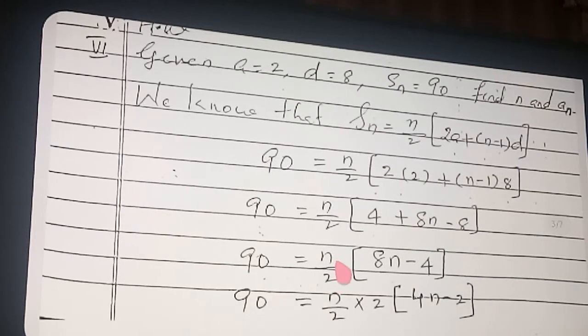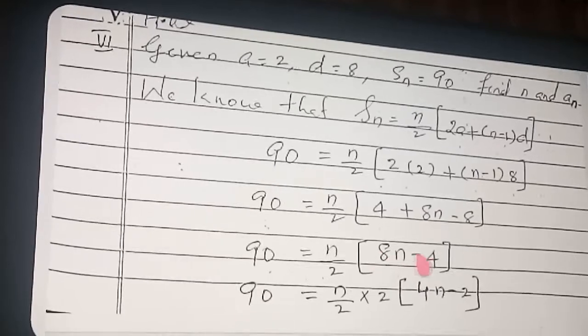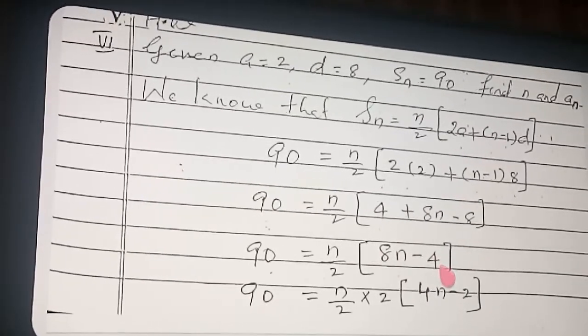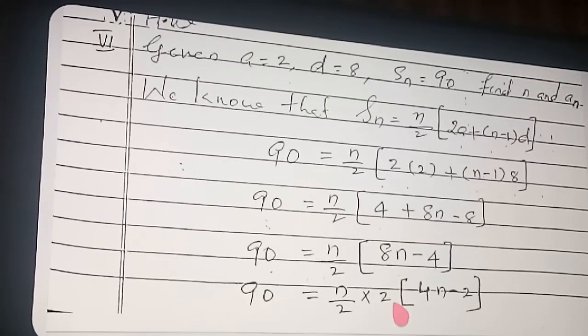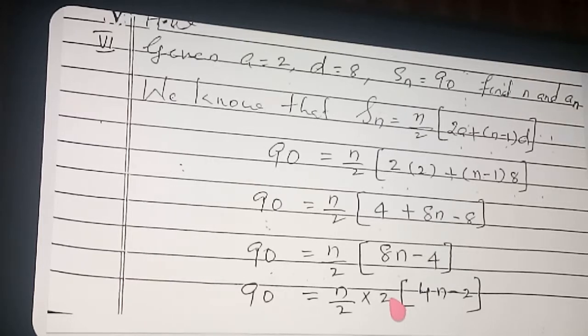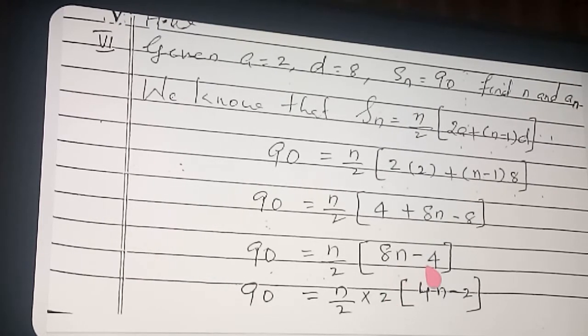Therefore what you got: 90 is equal to n by 2 into 8n minus 4. So here this 2 and this 2 we can cancel. That is why the teacher took only 2 common outside. Actually here 4 can be taken common outside, but what's the need of taking 4? Again you want to multiply, no? It is much better to take only as much as necessary common outside. Here I took 2 common outside, so what will come? 4n minus 2. This 2 and this 2 will cancel now.